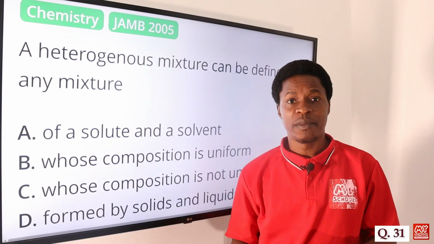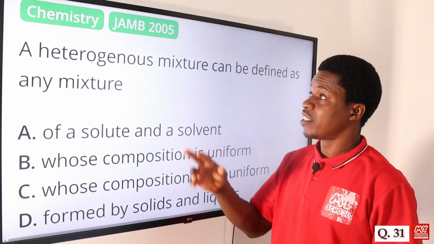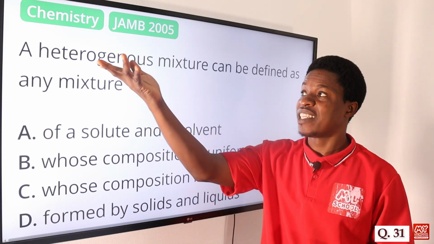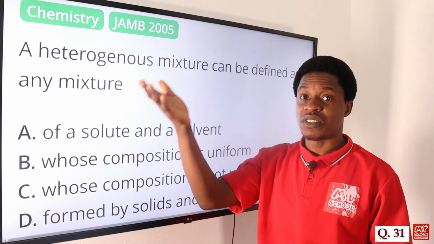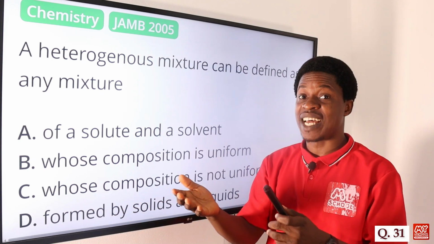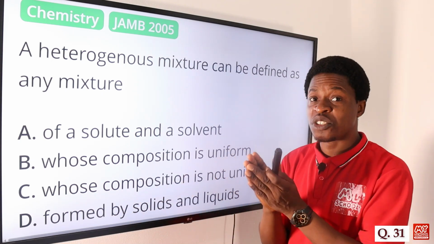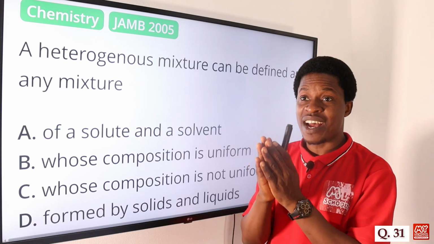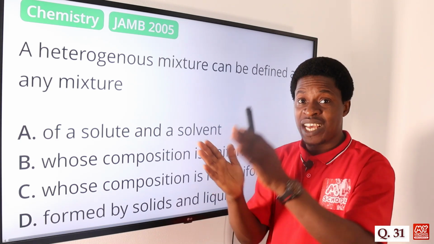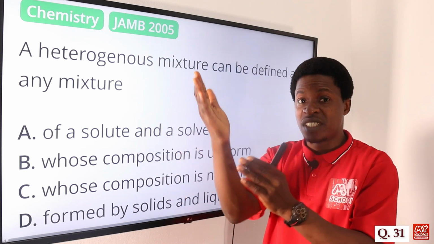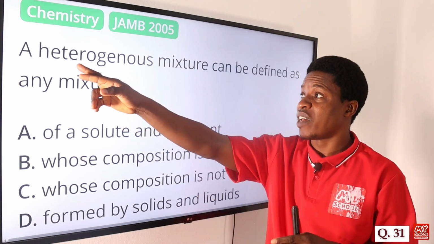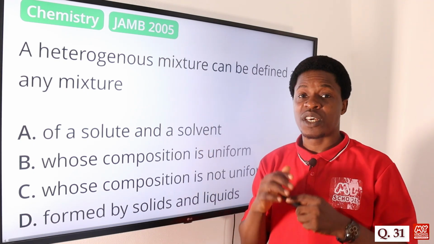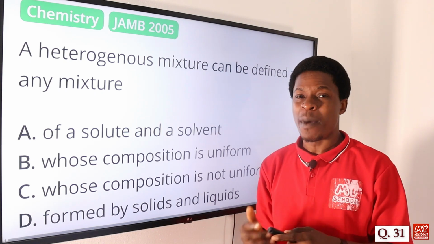Now let's move on to question number 31. A heterogeneous mixture can be defined as any mixture... Of course, we have heterogeneous and then we have homogeneous. If it is a homogeneous mixture, it means that the constituents, the composition of that particular solution or mixture, are the same. You can't distinguish one from the other. When you mix them together, you can't say, this is this and this is that. In this case now we have a heterogeneous mixture. A heterogeneous mixture is one where the composition is not uniform, not the same.